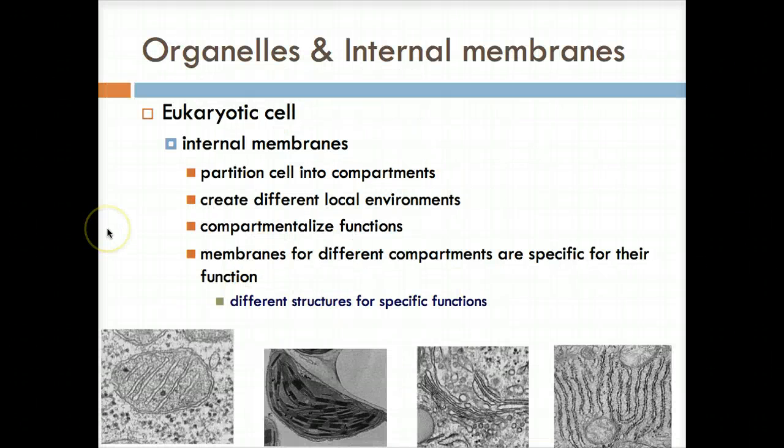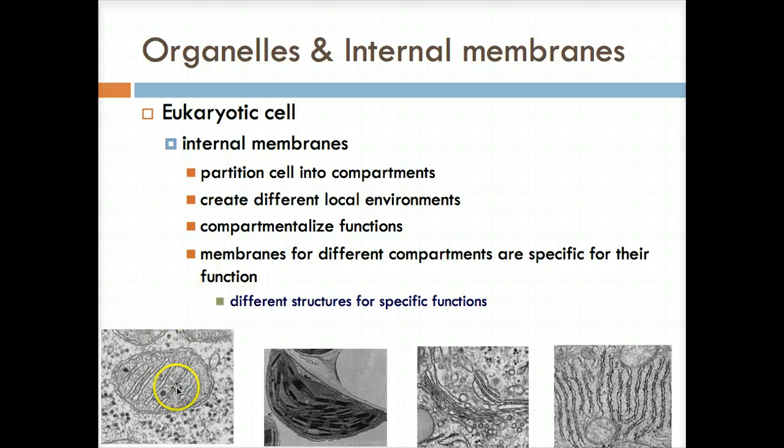All right, so we just looked at these organelles, or also what we call these internal membranes. So to review, in eukaryotic cells, internal membranes allow for partitioning of cells into compartments. So we have these little special compartments, which creates different local environments within those compartments. It allows us to compartmentalize functions, and the membranes for different compartments are specific for that function.